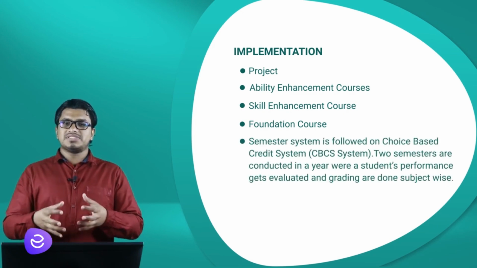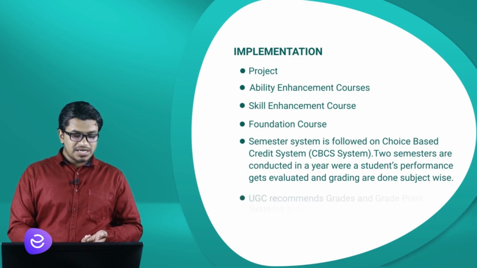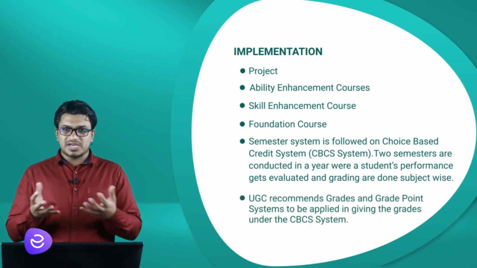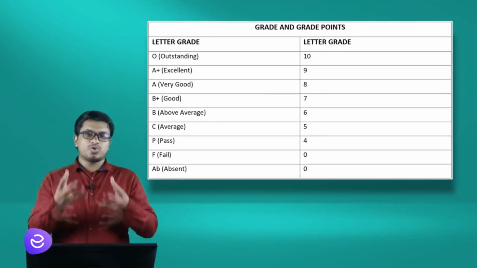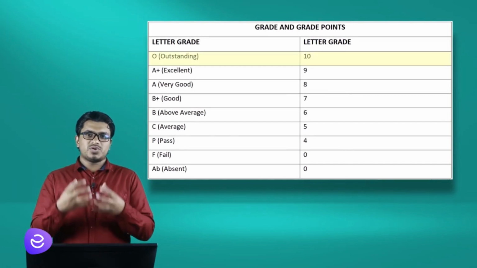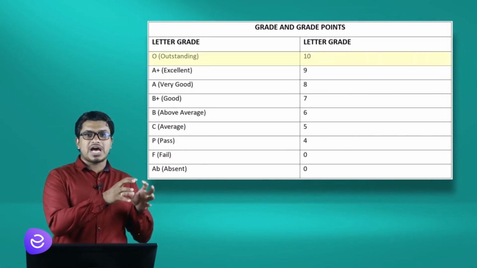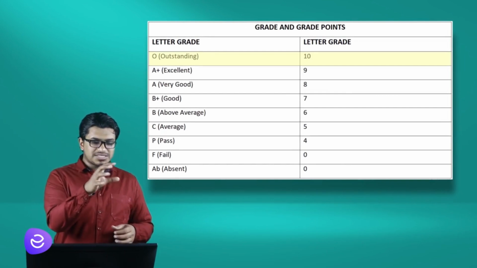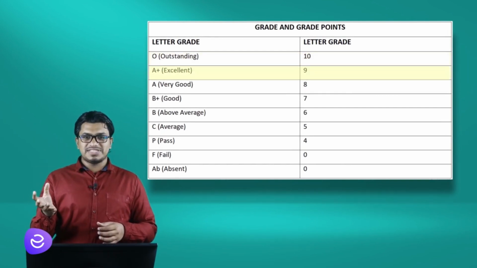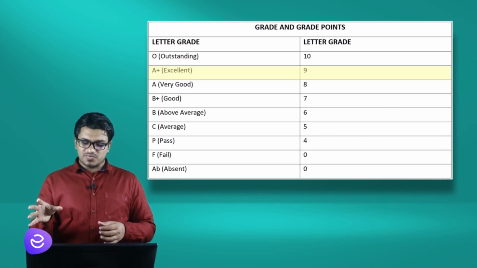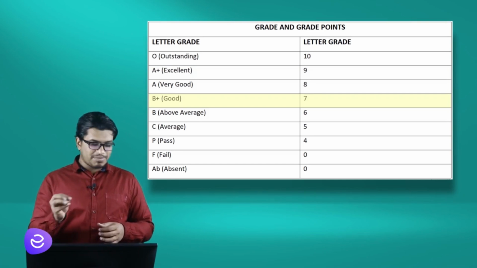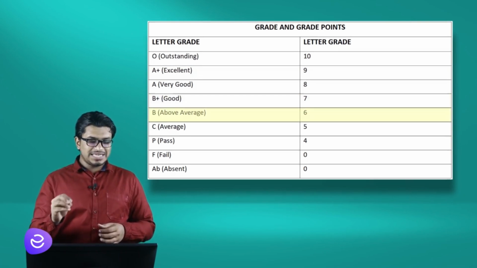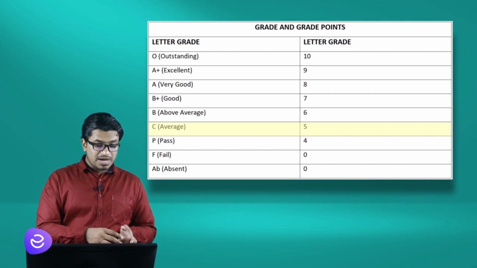Regarding the semester, normally there are 2 semesters in a year, and the UGC recommends grade points, letter grades and a grade point system for this. In the grade point system, if the total grade is 10, so if a student gets 10 marks, he is treated as outstanding. So outstanding is 10 marks, excellent, which is A plus, is 9 marks, A means very good, it is 8 marks, B plus good is 7 marks, B above average is 6 marks, C is average, which amounts to 5 marks, and P.